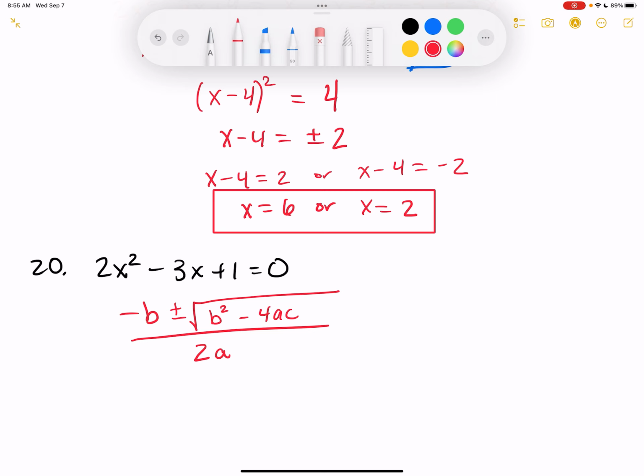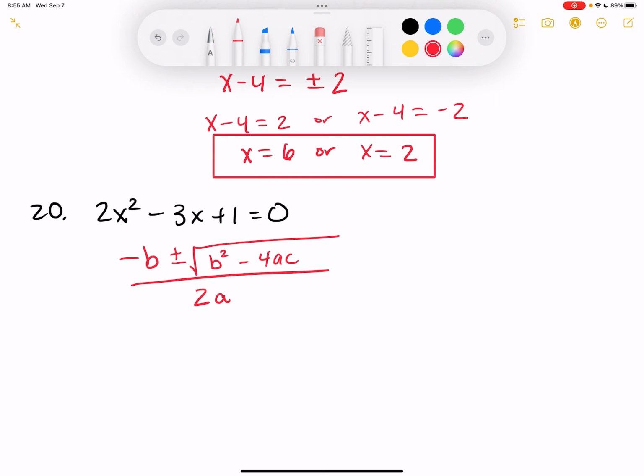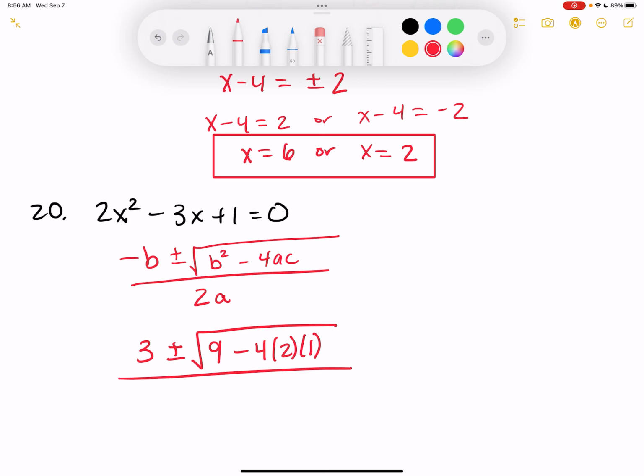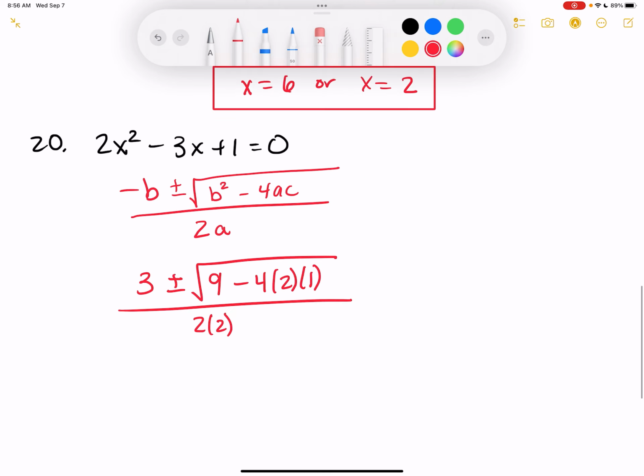Beautiful. All right, so what am I plugging in then? Fill in the formula for me. Positive 3, okay, negative of negative 3, so yes, positive 3, plus or minus the square root of negative 3 squared. So that's 9, minus 4 times 2 times 1, all over 2 times 2.